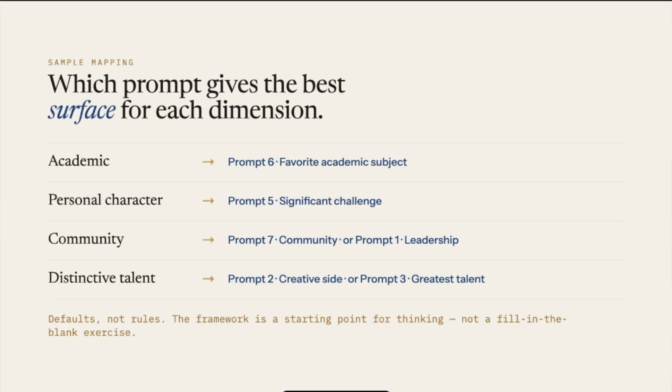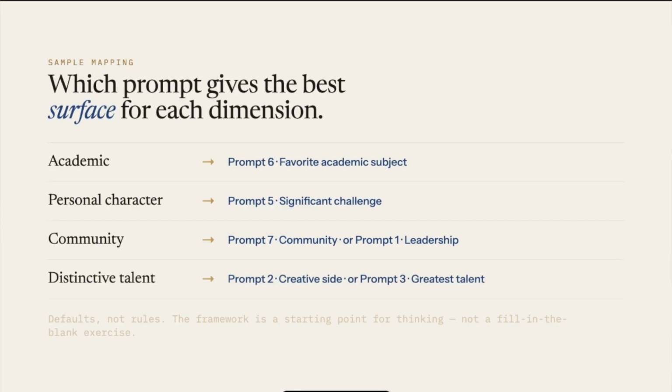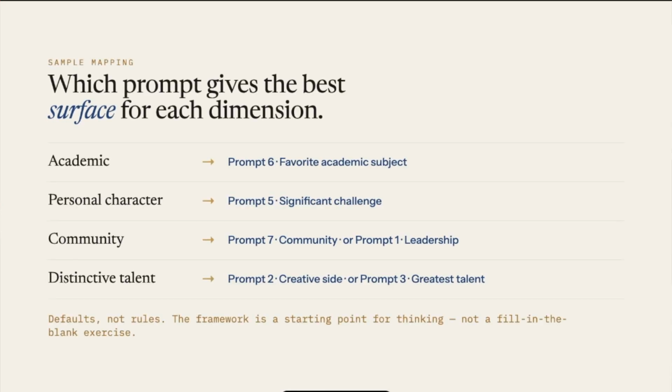For most students, Prompt 6, favorite academic subject, is the natural surface for the academic dimension. Prompt 5, significant challenge, is often the natural surface for the personal character dimension. Prompt 7, contribution to your community, or Prompt 1, leadership, work for the community dimension. Prompt 2, creative side, or Prompt 3, greatest talent or skill, work for the distinctive talent dimension.